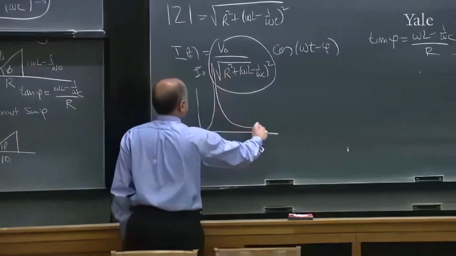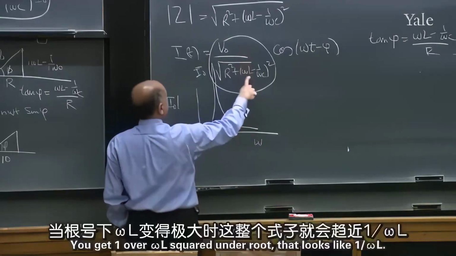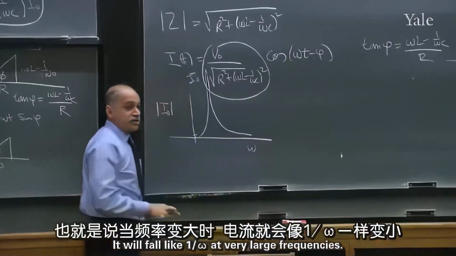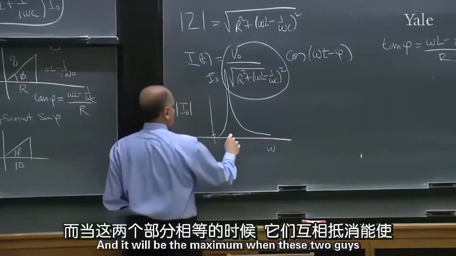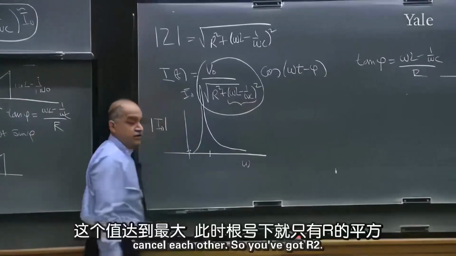Then it will go up. Then it will come down because at very large omega, the omega L is going to dominate. You get 1 over omega L squared under root. That looks like 1 over omega L. It will fall like 1 over omega at very large frequencies. And it will be the maximum when these two guys cancel each other.